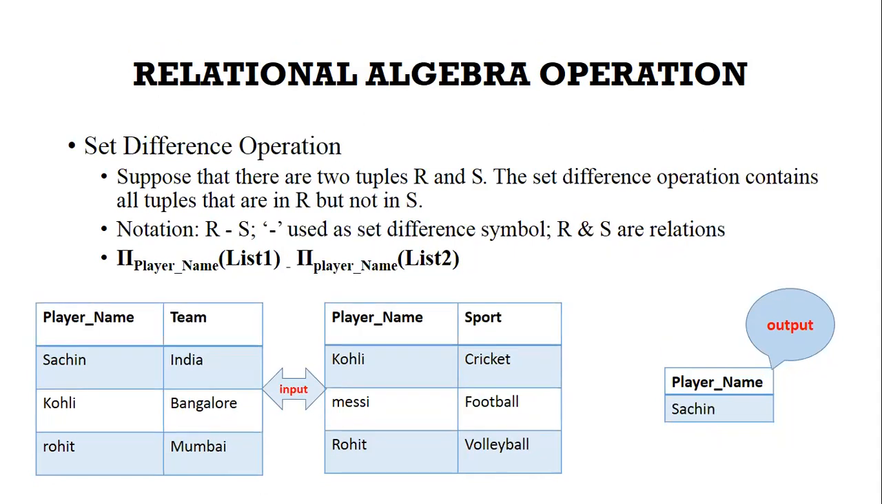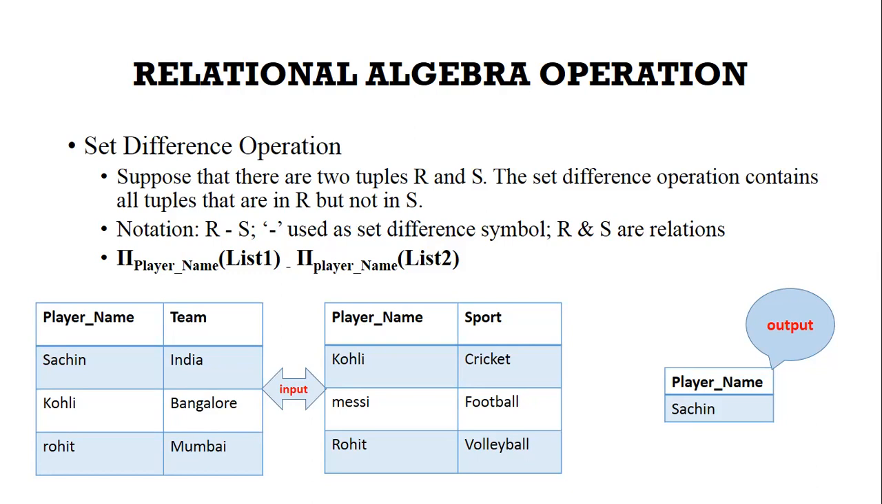The next thing is the set difference operation. Suppose that there are two relations R and S. The set difference operation contains all tuples that are in R but not in S. Here the hyphen is used as the set difference symbol. Again, two tables are there: list 1 and list 2. List 1 has the attributes player name and team. List 2 has the attributes player name and sport.